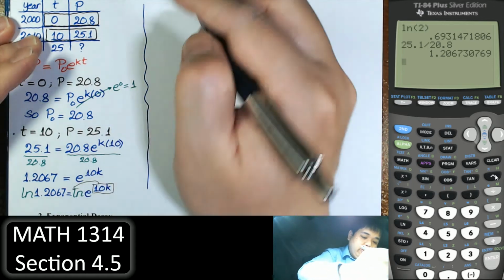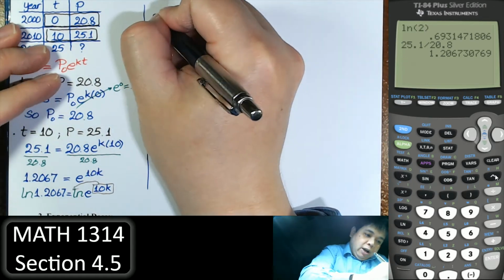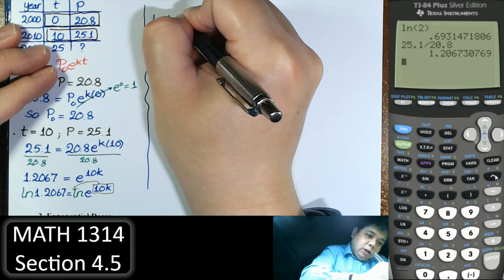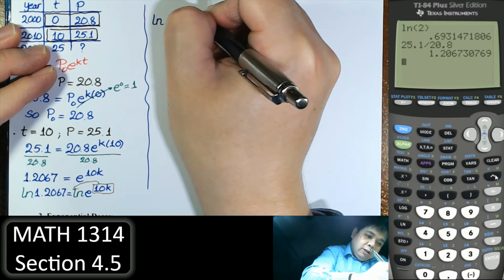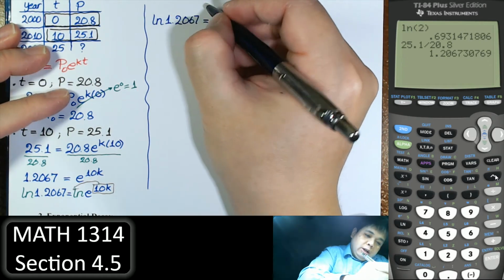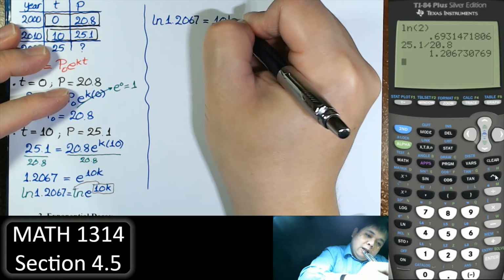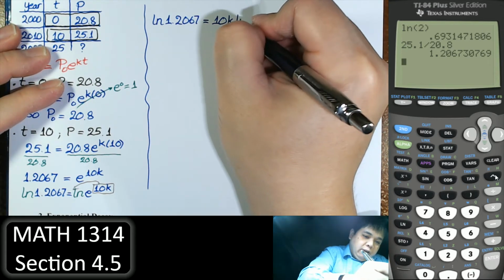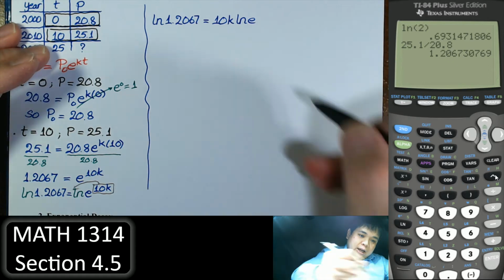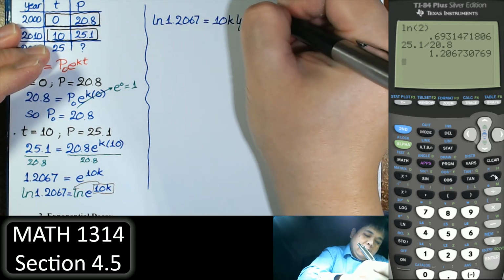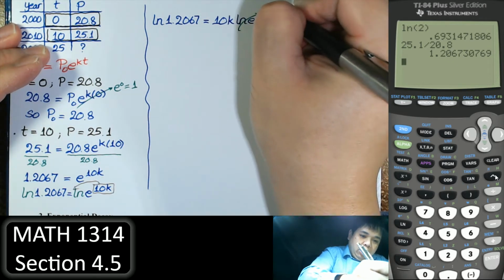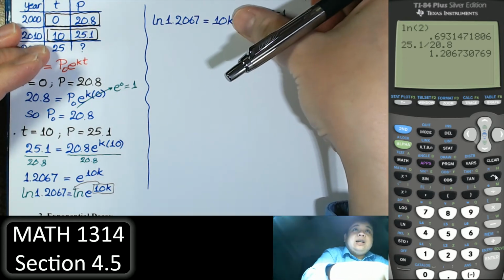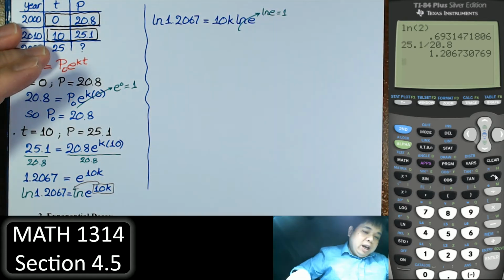I'll continue over here. ln of 1.2067 equals 10k. ln of e is 1. So once again, that equals 10k. So to solve for k, we divide by 10.